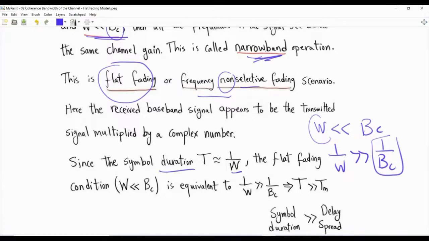So what is this quantity? It is almost the delay spread of the channel. And what is 1 over W? It's almost the symbol duration. So flat fading, or narrowband, or frequency non-selective fading, you can also describe as operation under the inequality in which the symbol duration is much larger than the delay spread. So you can describe it in two ways. You can say that the bandwidth of the signal is much smaller than the coherence bandwidth of the channel, or you can say that the symbol duration is much larger than the delay spread of the channel.